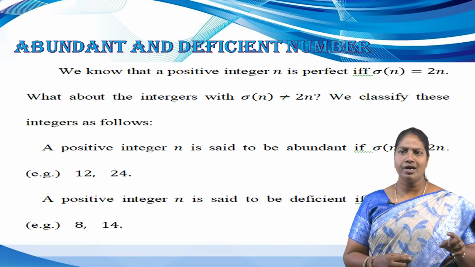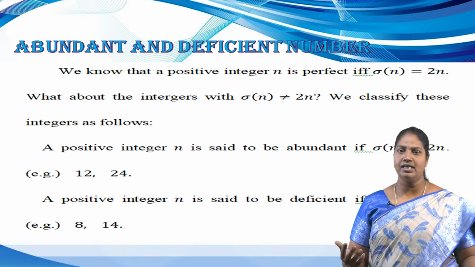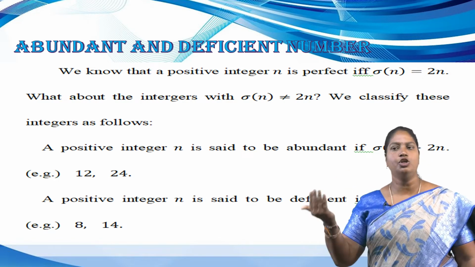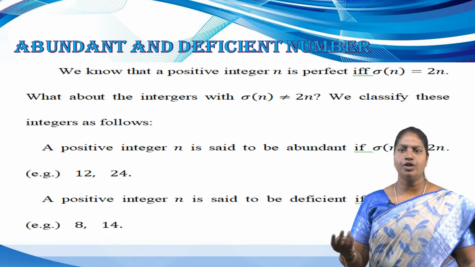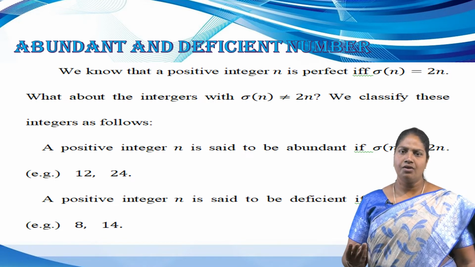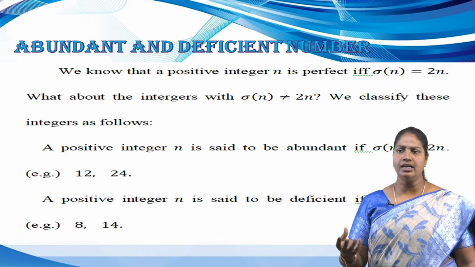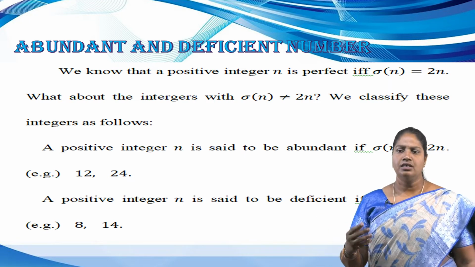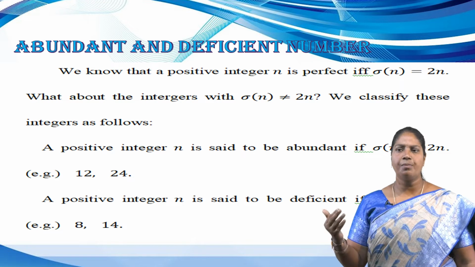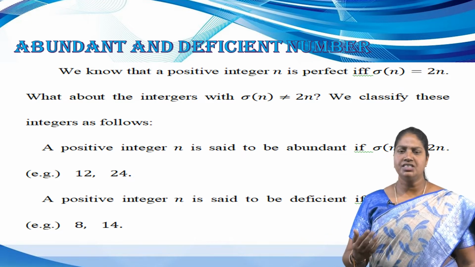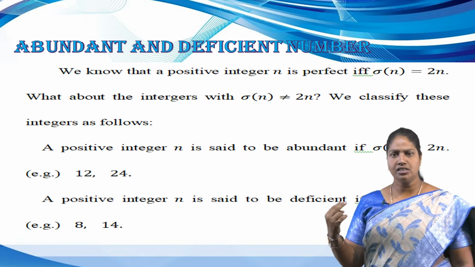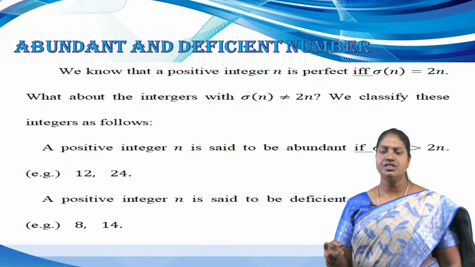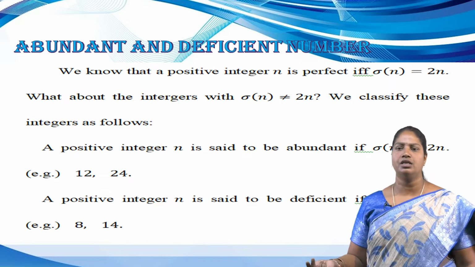A positive integer n is said to be abundant if sigma of n is greater than 2n. For example, let us take the numbers 12 and 24. They have the sum of the divisors greater than 2 times n. So, they are examples of abundant numbers. Next, we will see the definition of a deficient number. A positive integer n is said to be deficient if sigma of n is strictly less than 2n.